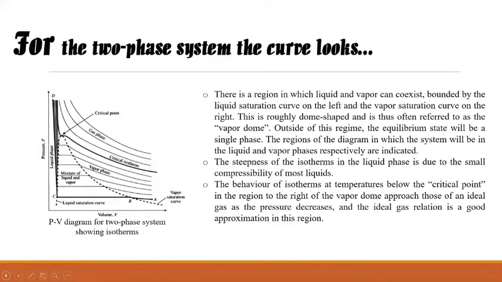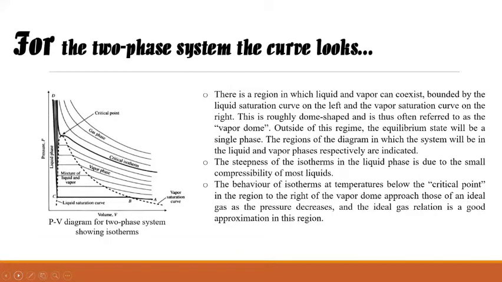So now I'm going to explain about the two-phase system, which is the curved loops. So this region is in which liquid and vapor can coexist, bounded by the liquid saturation curve on the left. As you can see, it is the left. And then the vapor saturation curve on the right. This is roughly dome-shaped, so we can call it a dome shape. And this is often referred to as a vapor dome. So we can call it a dome shape or a vapor dome.